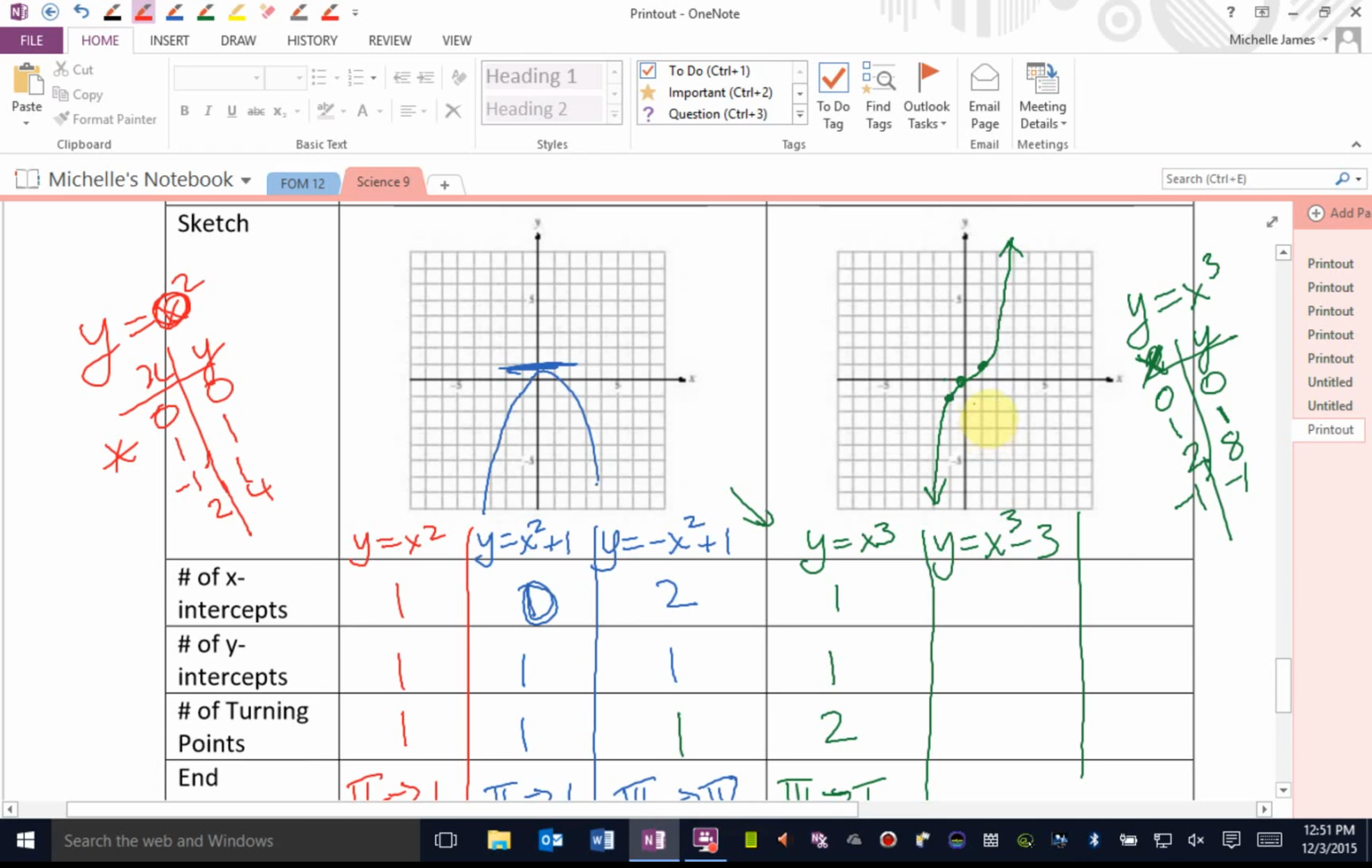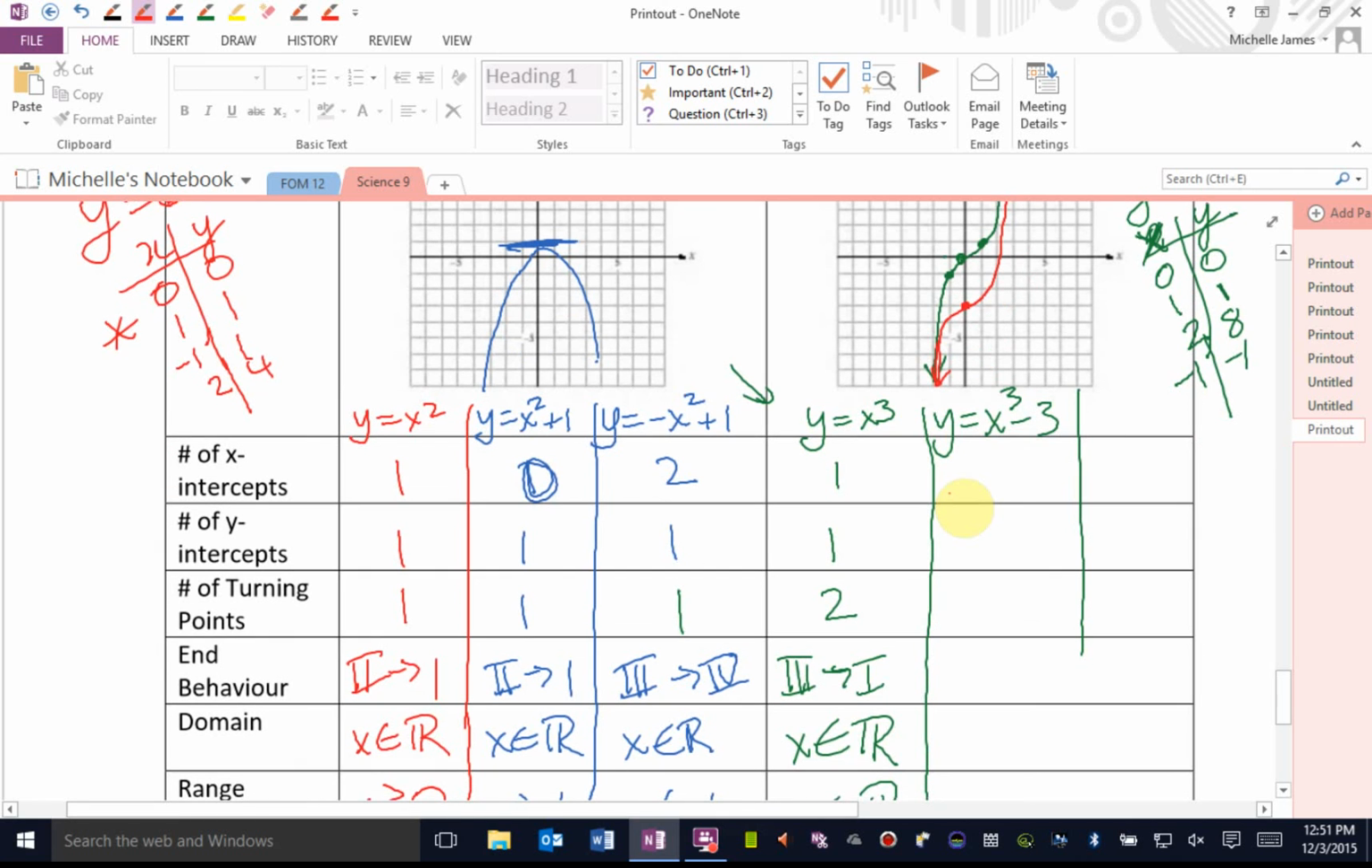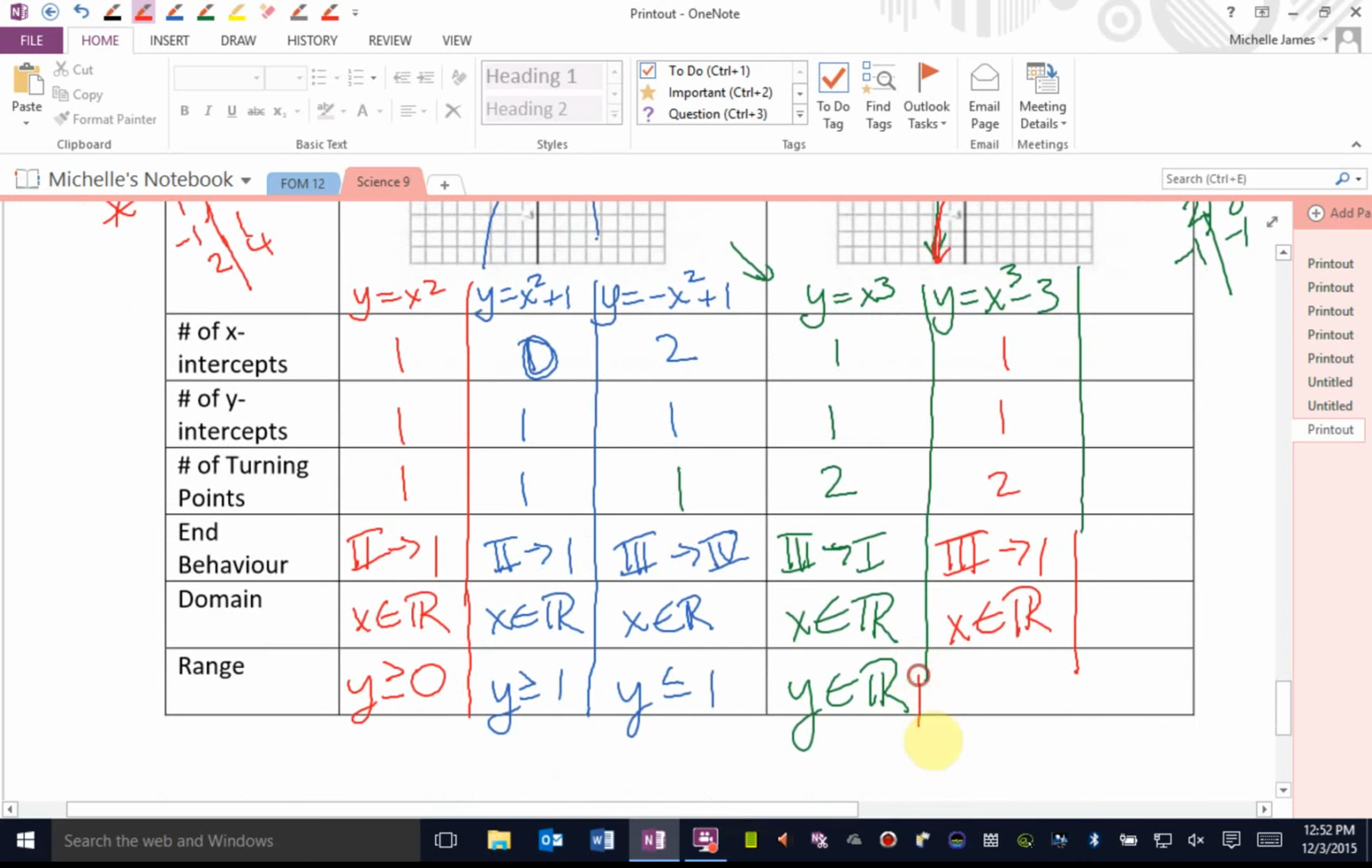Does it make sense that it's basically the same graph, just down 3? So it will look something like that. It's just down. Same behavior. One x-intercept, one y-intercept, 2 turning points. Start and end in the same place. Domain's the same. Range, same thing.